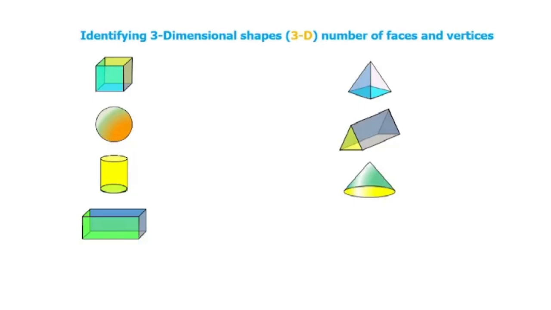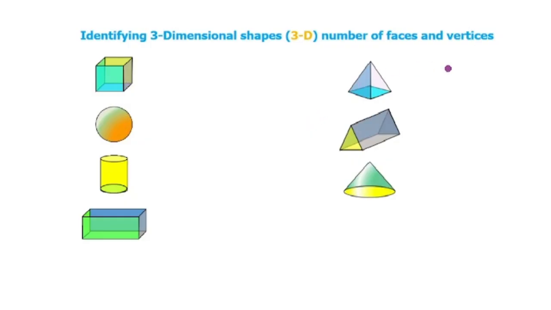In this video, we're going to be identifying three-dimensional shapes, or 3D, the number of faces, and the number of vertices. So for the number of faces, we could see a face is just one side, right? So for this cube, you can count the number of faces. There's this one, there's the top, there's the one in the back here, the one on the side, and the bottom.